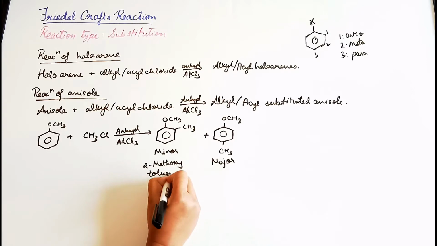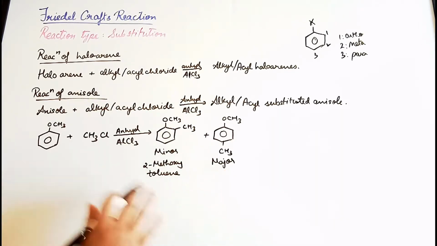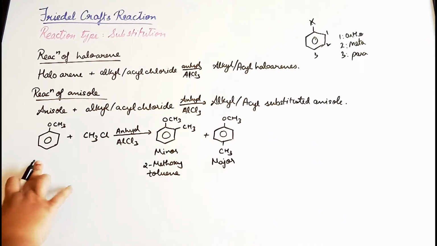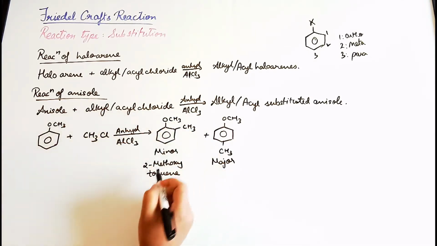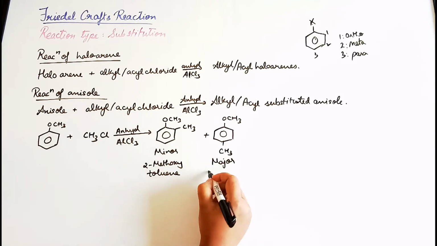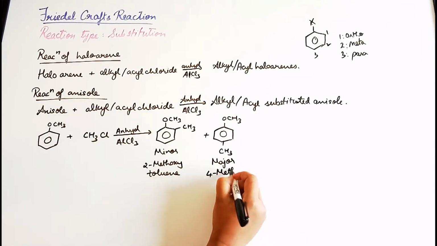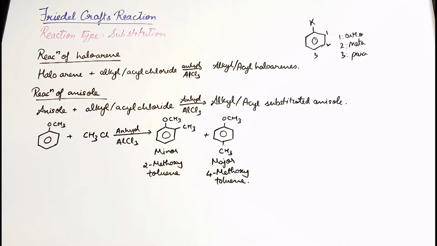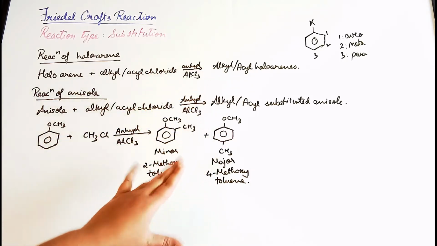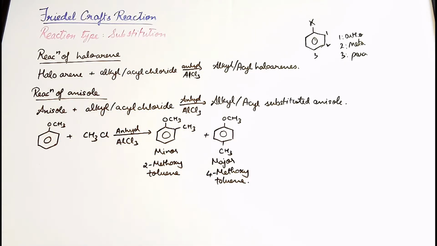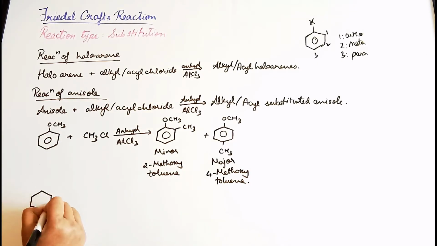2-methoxytoluene. We're changing the name itself, like we went from anisole to 2-methoxy. This becomes the substituent, this becomes our main ring, parent ring. So 2-methoxytoluene or 4-methoxytoluene. And 4-methoxytoluene is the major product because these do not have any steric forces between them.